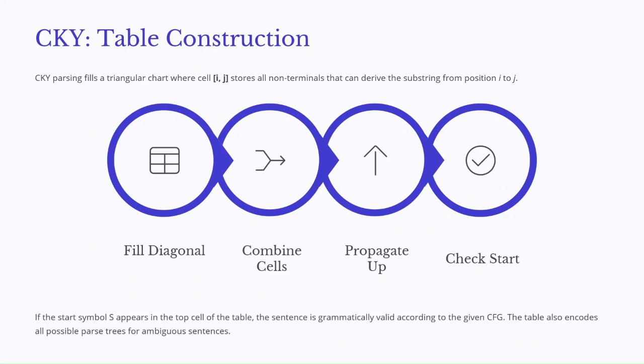Once the start symbol is reached, then your particular sentence is grammatically valid. If the start symbol appears in the top cell of the table, the sentence is grammatically valid according to the context-free grammar. The table also encodes all possible parse trees for ambiguous sentences. Even if you have ambiguous sentences, the table encodes all the possible parse trees.